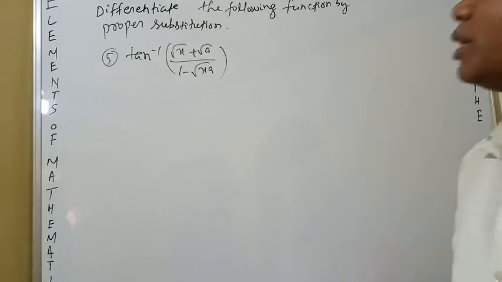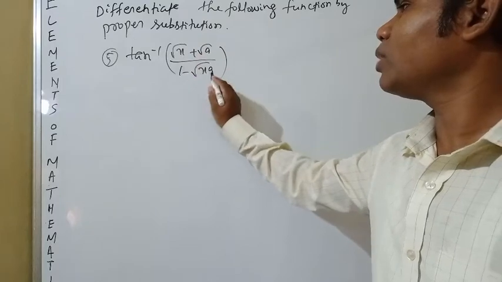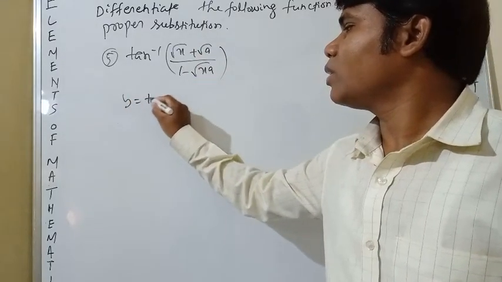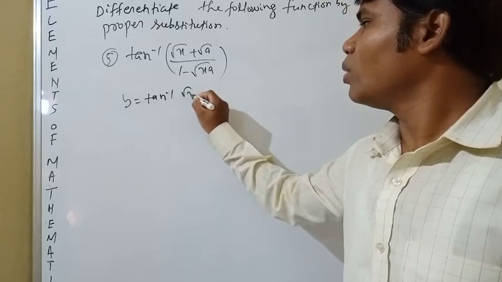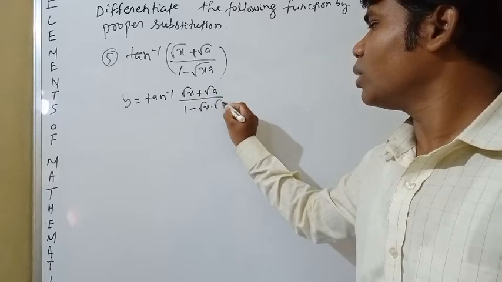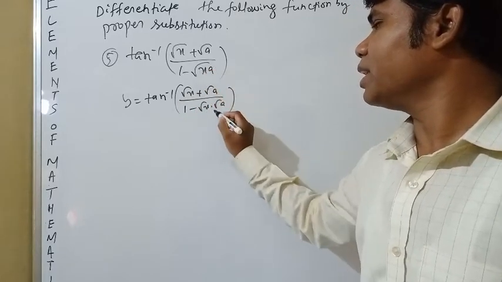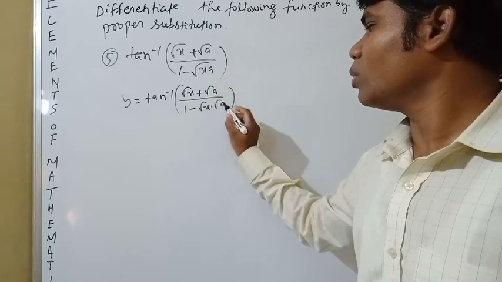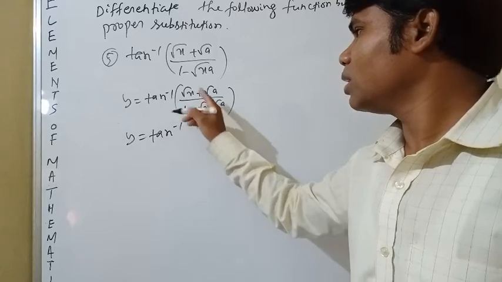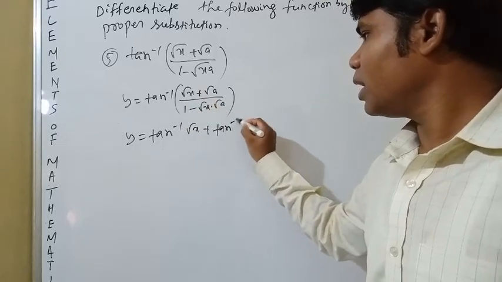See the next question: tan inverse of (root x plus root a) by (1 minus root x into root a). You can take y is equal to tan inverse of (root x plus root a) by (1 minus root x a), that is root x into root a. So y is equal to tan inverse, and this we can write as tan inverse root x plus tan inverse root a.